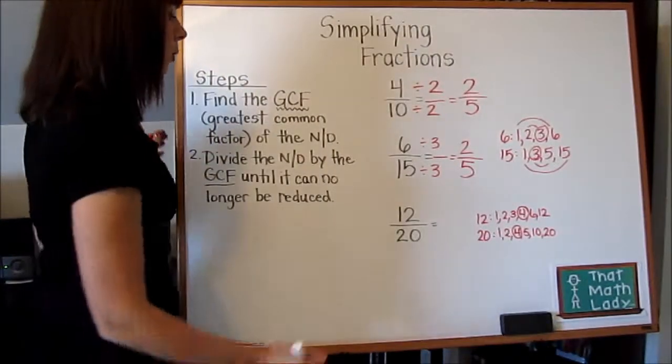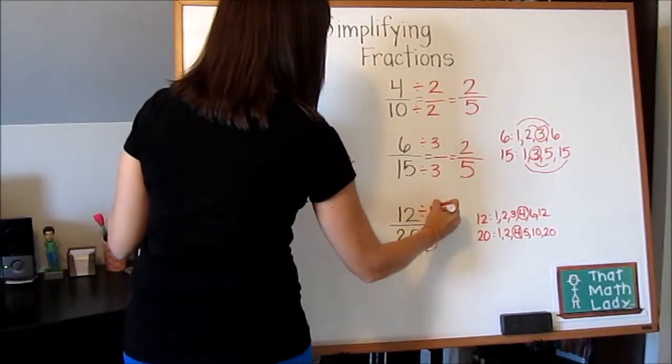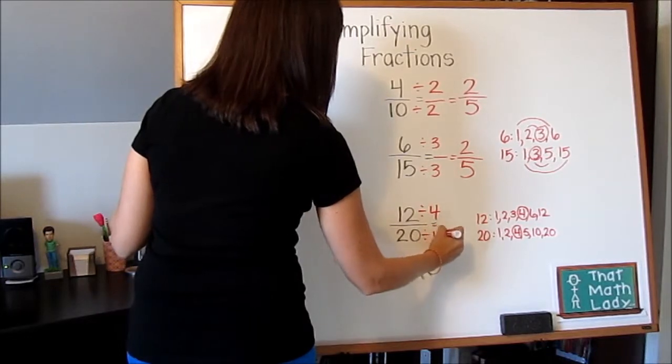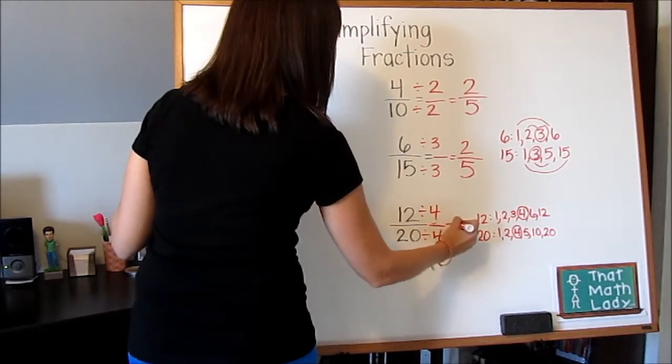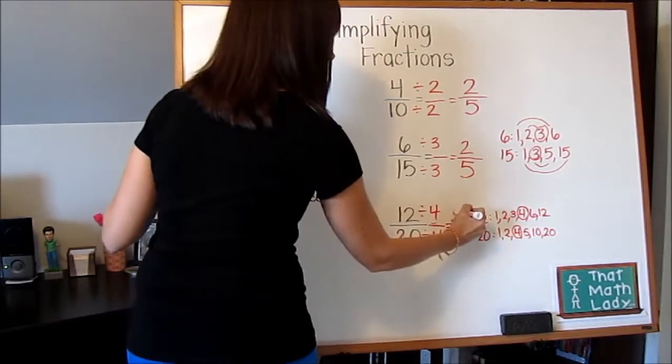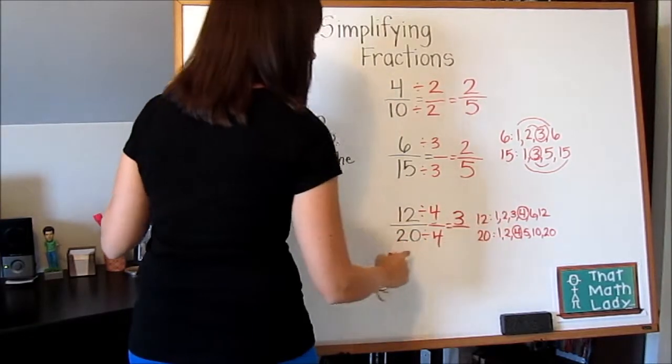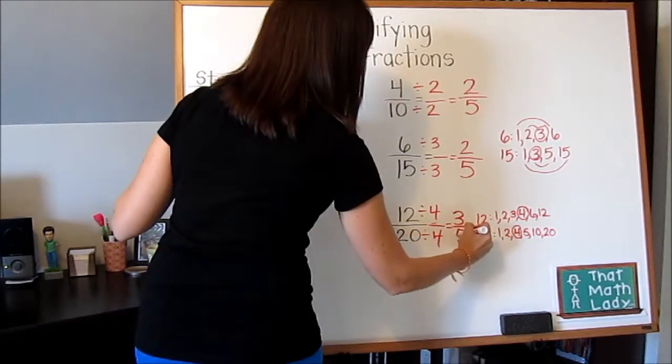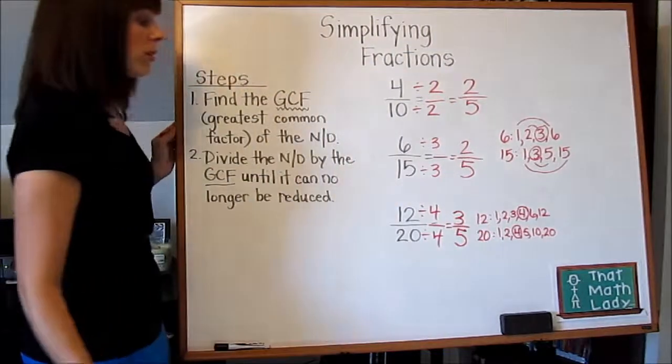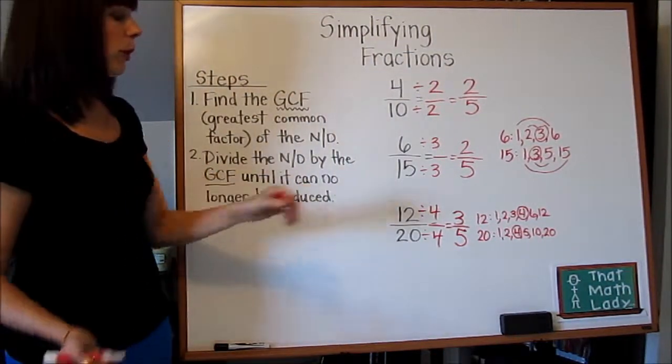So I'm going to use 4 to divide both of those by, and 12 divided by 4 is 3, and 20 divided by 4 is 5. So 3/5 is a simplified version of 12/20.